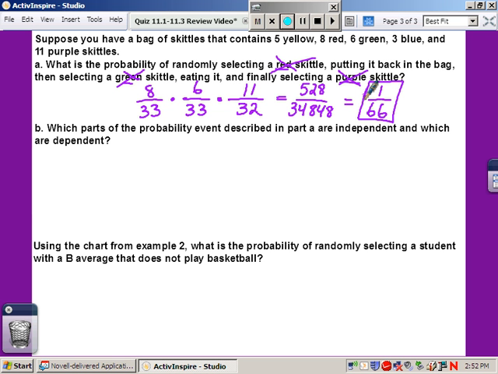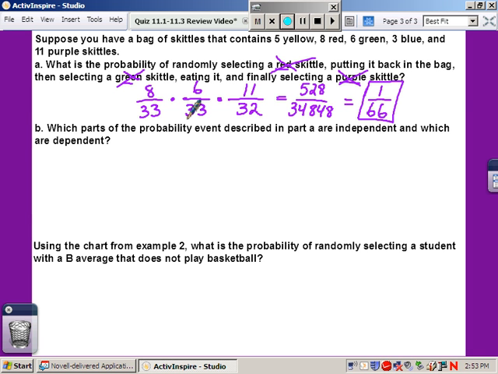Okay, so then we go to part B. It says, which parts of this probability event described in part A are independent and which are dependent? Well, basically what you're looking at is the first one is always independent because it's the first event. There's nothing before it to affect it. So then that means that the second event can be independent or dependent. Let's see. Well, it's picking a green Skittle. Normally that probability would be 6 out of 33. Well, in this case, it's still 6 out of 33 because you put the red one back in the bag. So it's like you started the event over again.